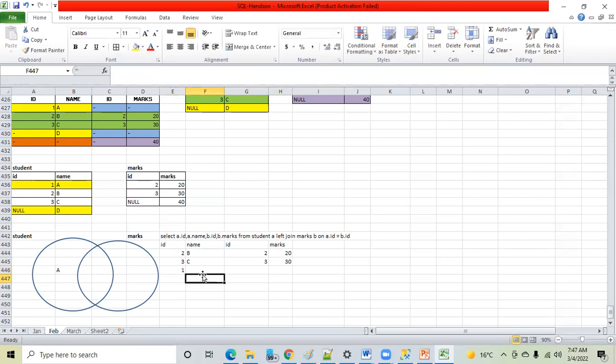1A 1A, and here what will it be? Null and null, null. And here null and D. Null D, and here it will be null. It will be null. But in this result set, what you have is correct.